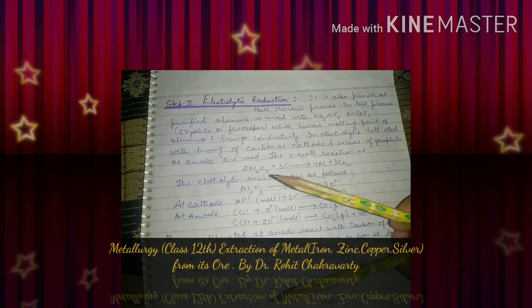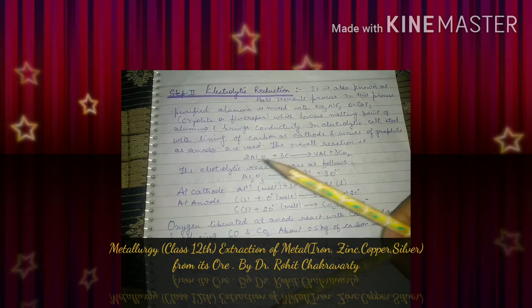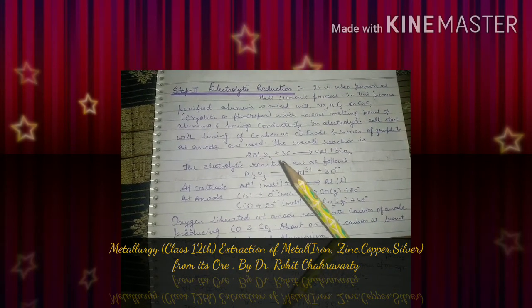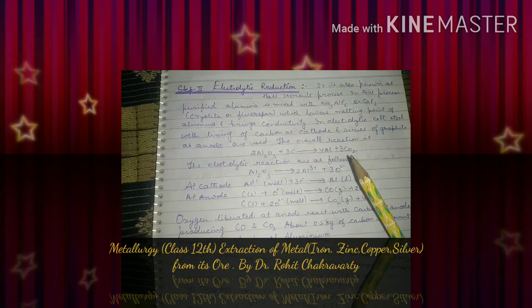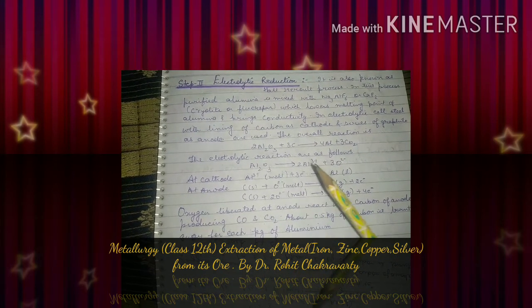In the electrolytic cell, steel with a lining of carbon as cathode and a series of graphite rods as anode are used, and this is the overall reaction where aluminium oxide reacts with the carbon, resulting in the formation of carbon dioxide and aluminium. So the electrolytic reactions are as follows.